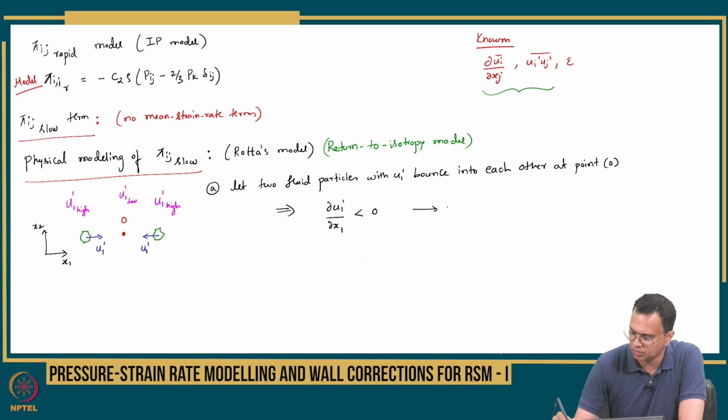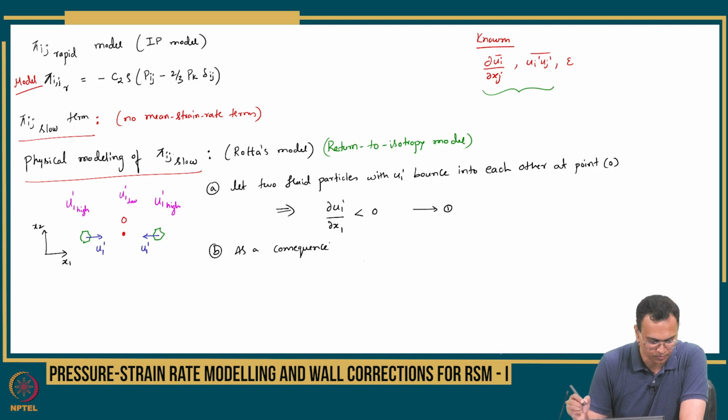Okay, let's call this 1. As a consequence of this collision, as I already said, the pressure P prime should increase. As a consequence, P prime increases at point O.